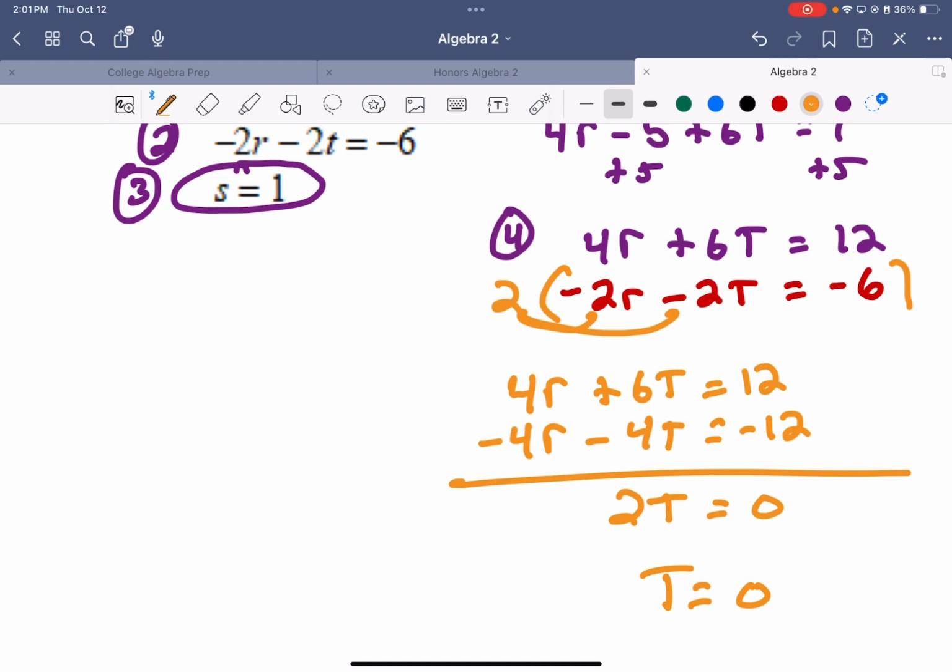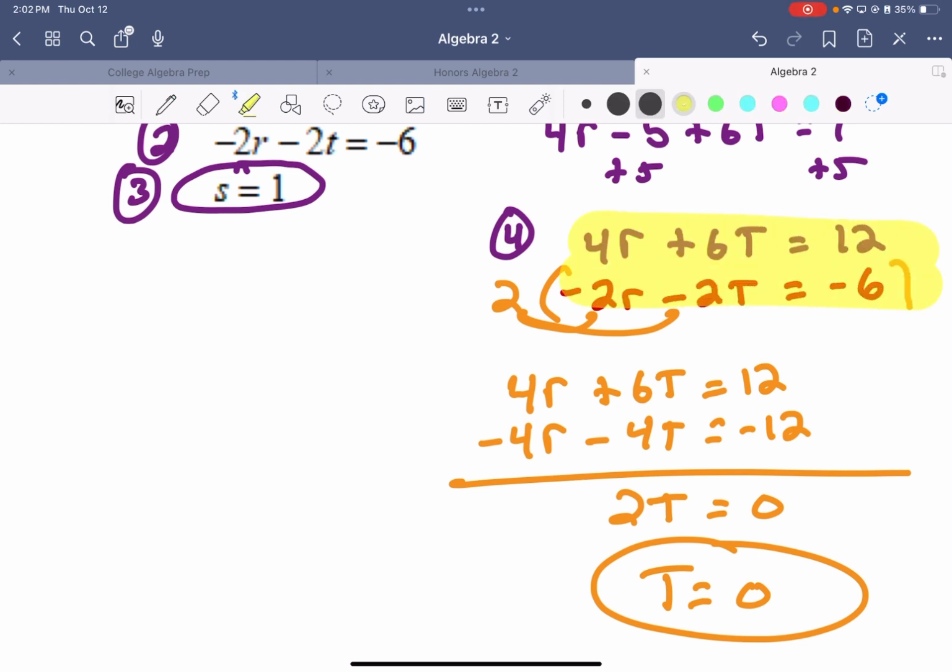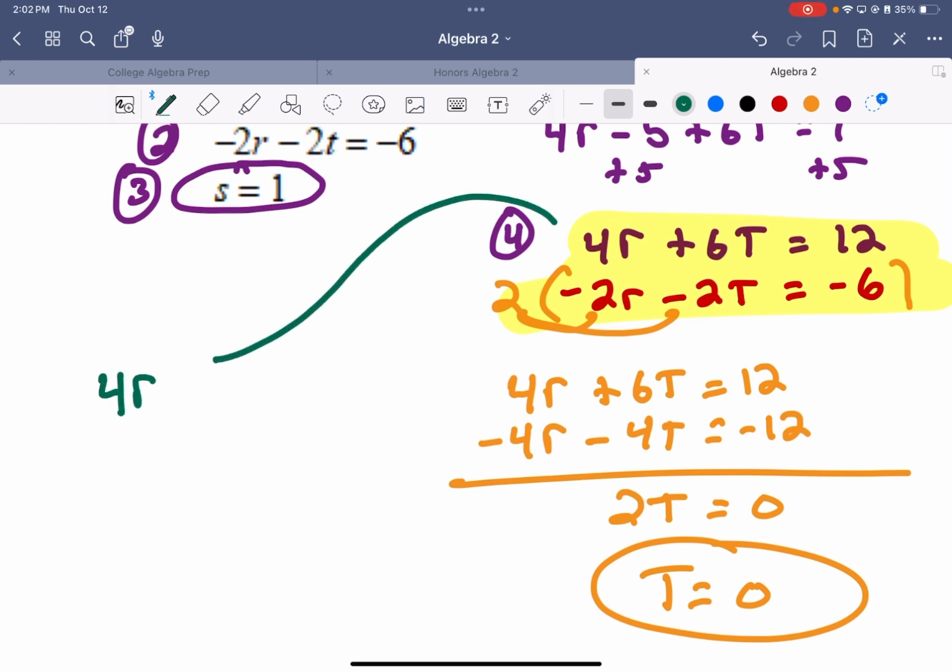Divide both sides by 2. 0 divided by anything is 0. But now we have our T value. We know the T value is 0. We know the S value is 1. So now I'm going to go back into one of these highlighted equations, and I'm going to put the T as 0 in there. So I'm just going to do the 4R one. So I'm going to take this one and go 4R plus 6 times 0 is equal to 12. So 4R is equal to 12. R is equal to 3.